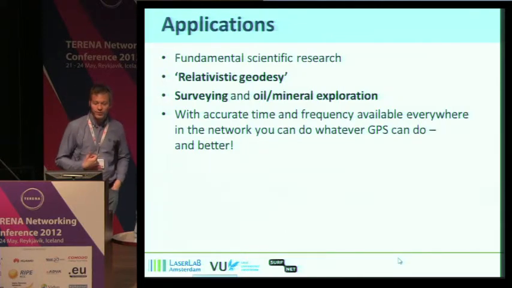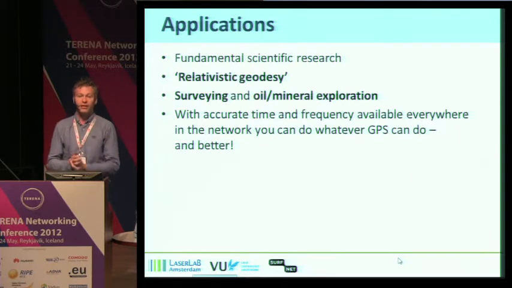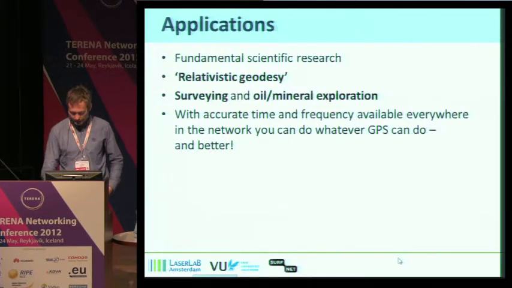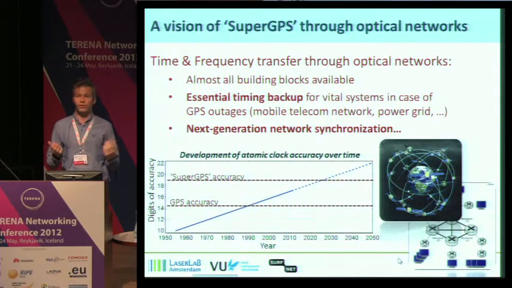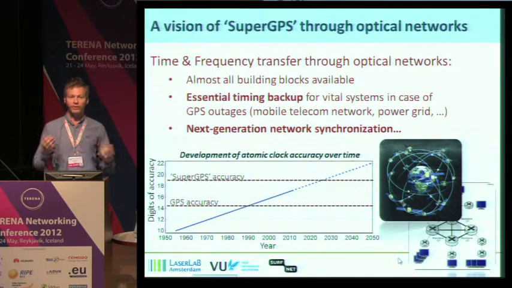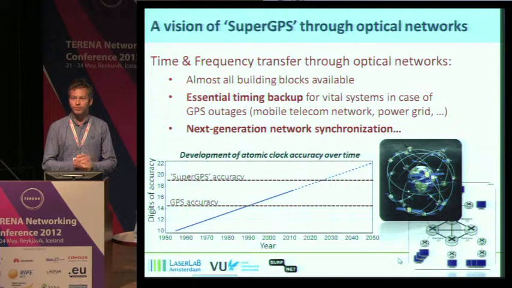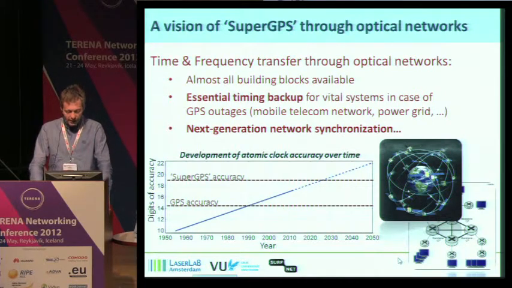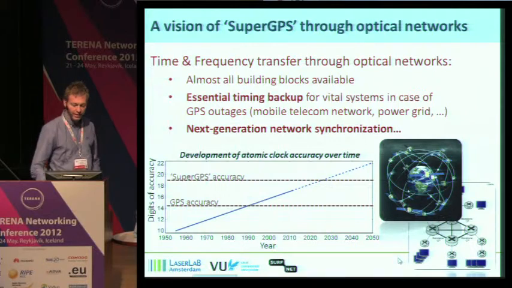Then there's another thing. If you have accurate time and frequency available everywhere in your optical network, you can do whatever GPS can do. And because these clocks are much more accurate, you can even do better. So you can think, first of all, of a timing backup. Any technology that's now depending on GPS, for instance, the electricity grids, you could build a timing backup so that in case that GPS fails because of a solar storm or what have you, you have a timing backup system so that your system will survive the GPS outage. And you can even think of next generation network synchronization.